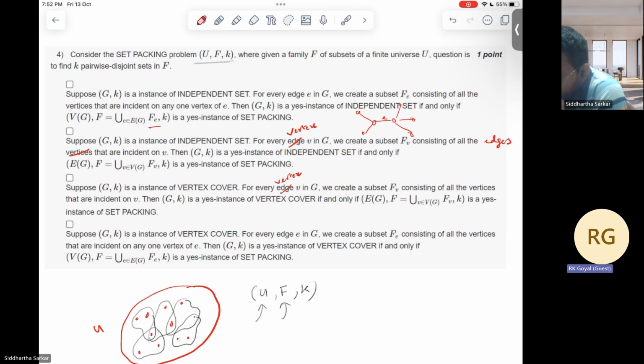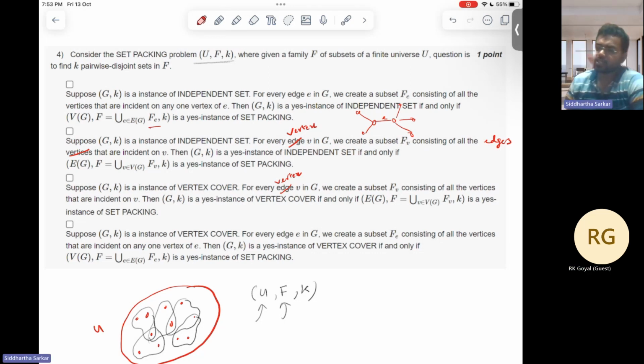Okay. So G comma K is a yes instance of the set packing if and only if we find an independent set of size K here. So I consider all the vertices, and this is a collection of all the vertices, and for every edge of the independent set... So F comprises all the vertices which are incident on any of the edges.